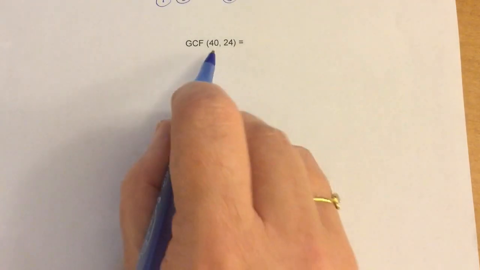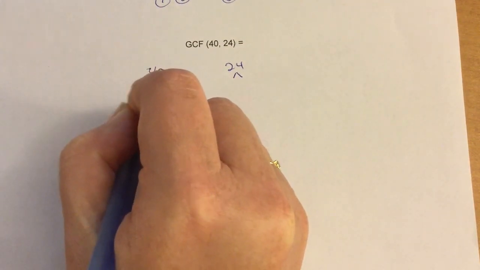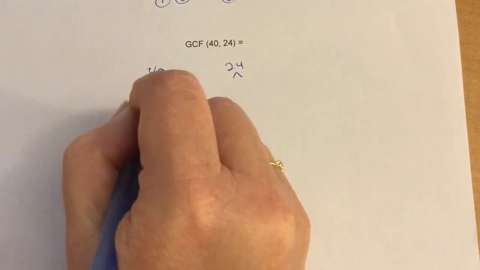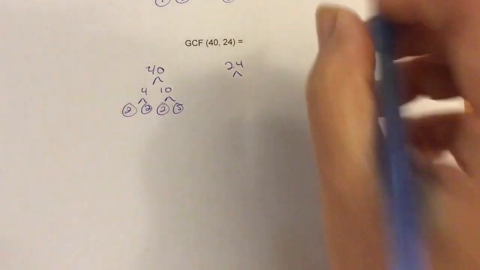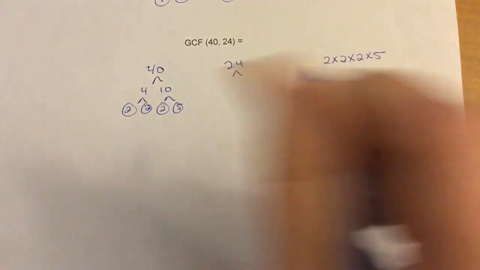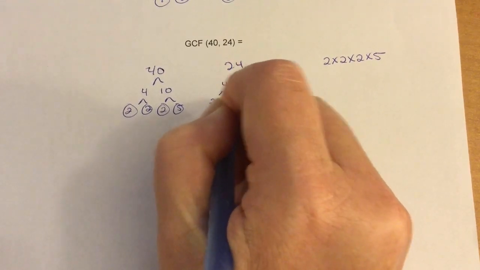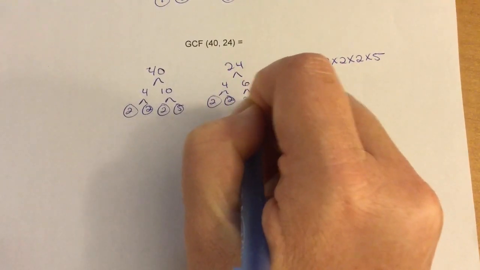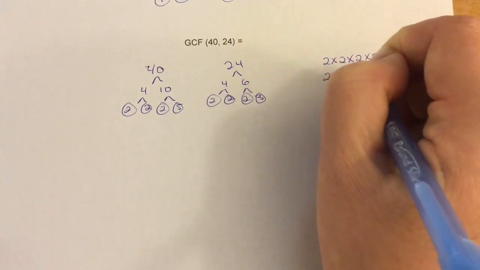Last example, 40 and 24. So again, we're going to factor each, 40 and 24. 40 you can do as 4 and 10. 4 can break down into 2 times 2. 10 can break down into 2 times 5. So 40 is 2 times 2 times 2 times 5. 24 we can break into 4 and 6. That is 2 times 2, and that is 2 times 3. So 2 times 2 times 2 times 3.